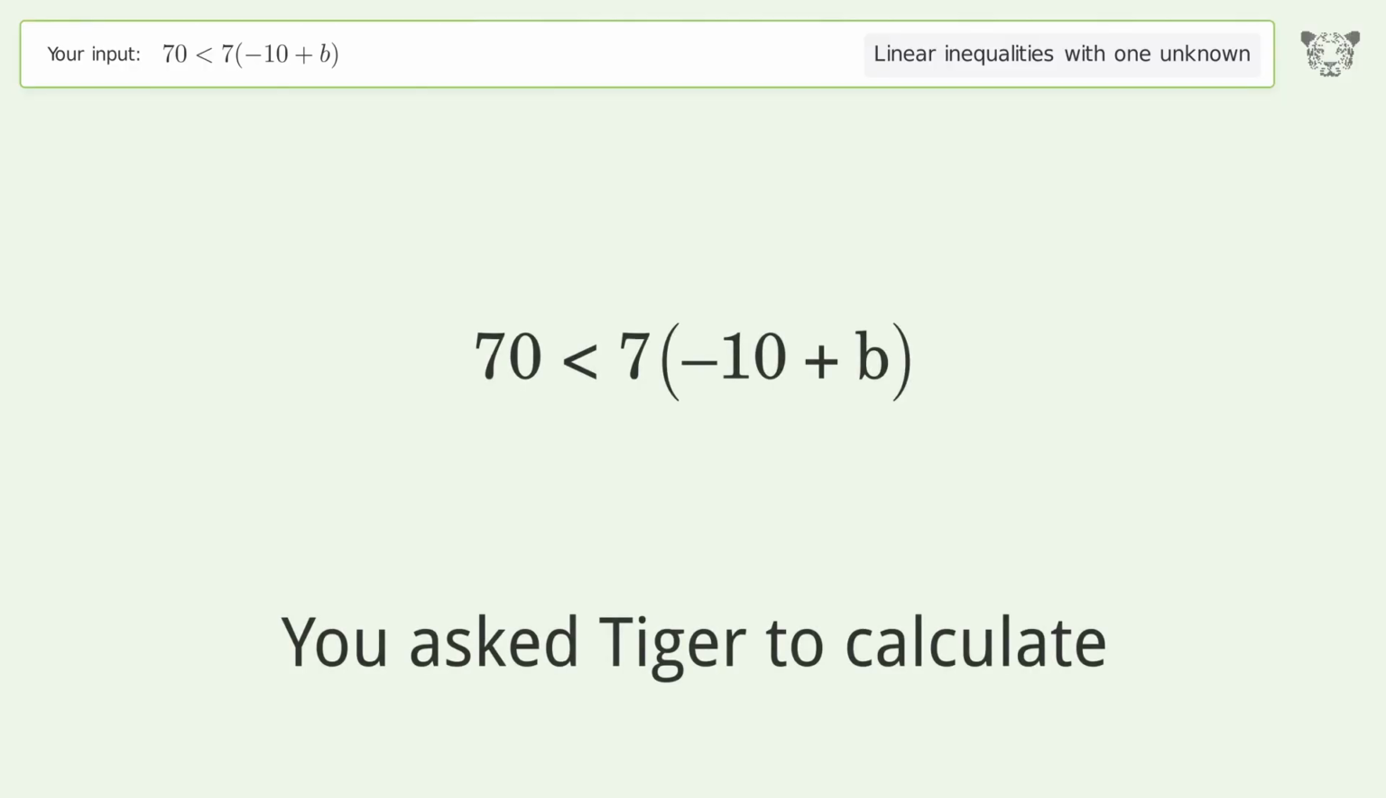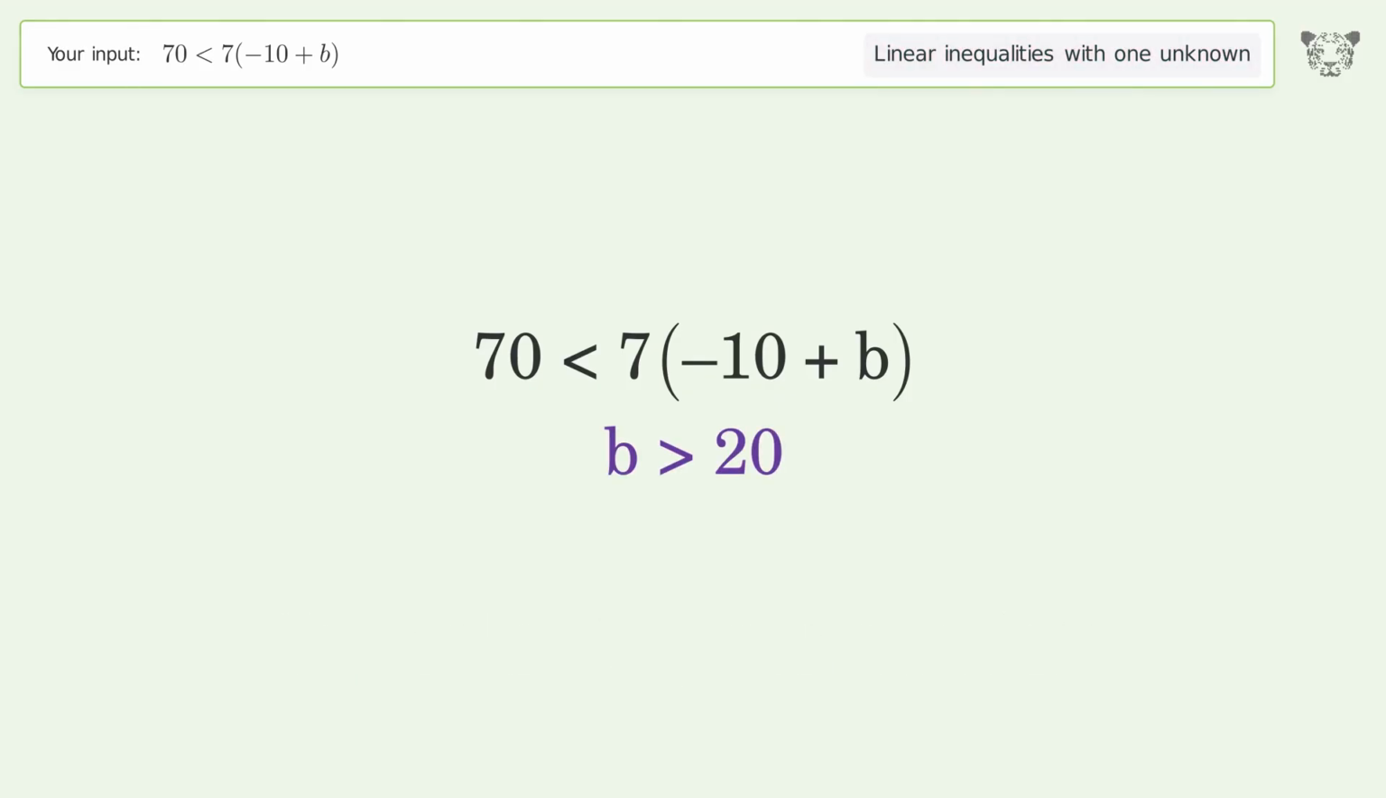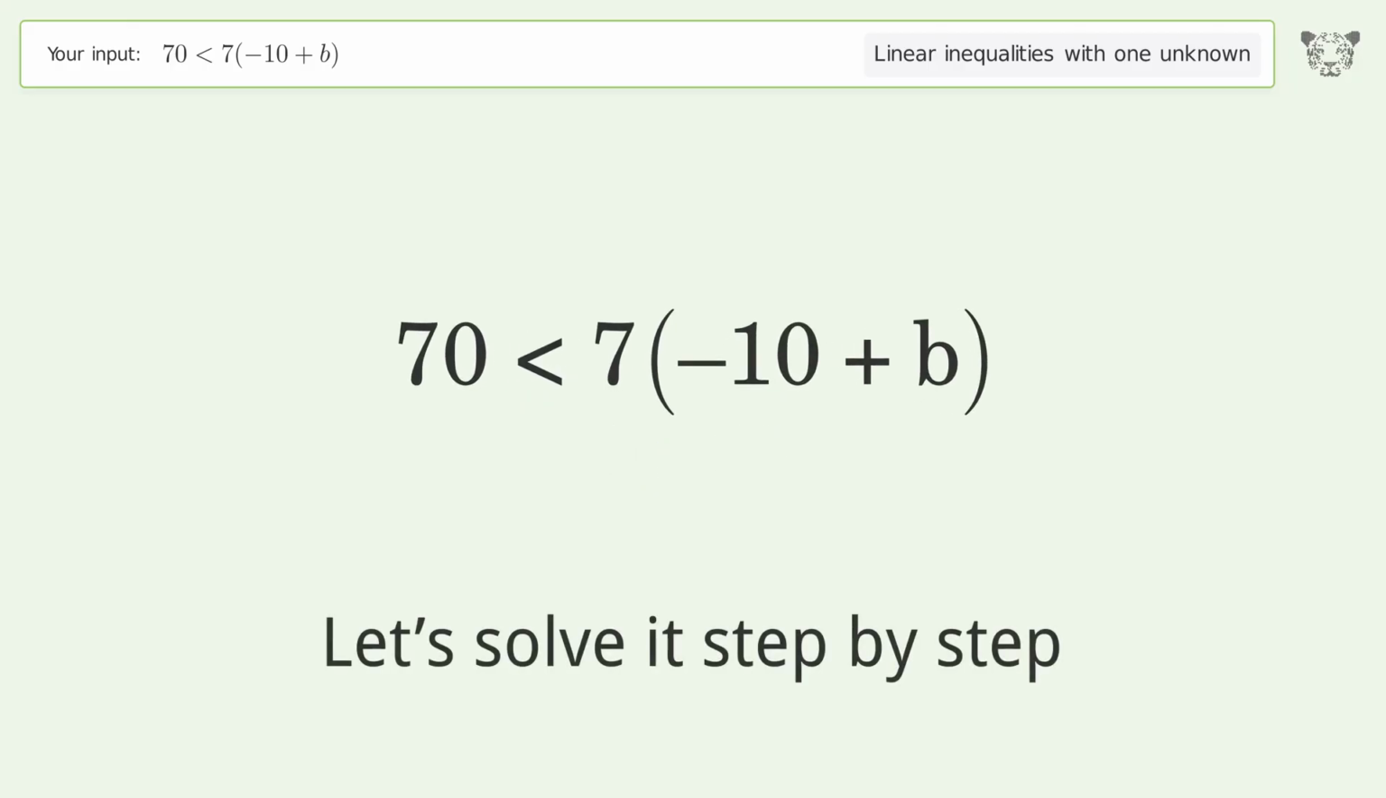You ask Tiger to calculate. This deals with linear inequalities with one unknown. The final result is b greater than 20. Let's solve it step by step.